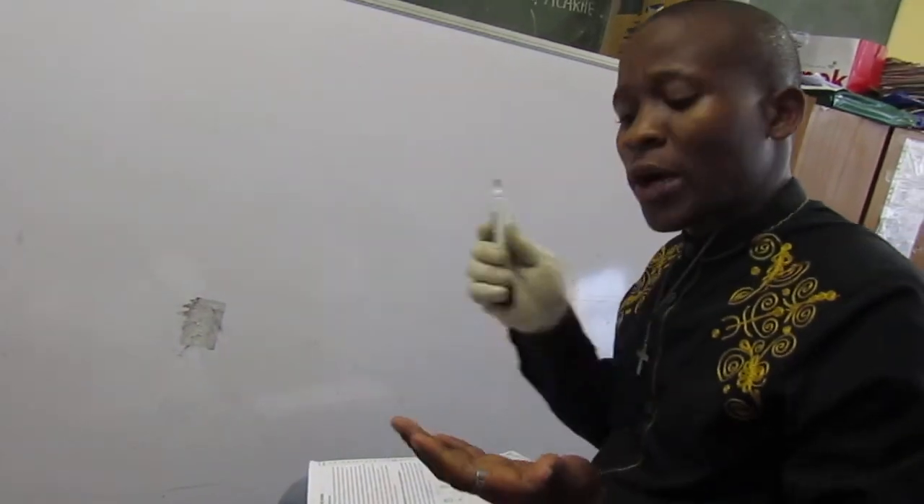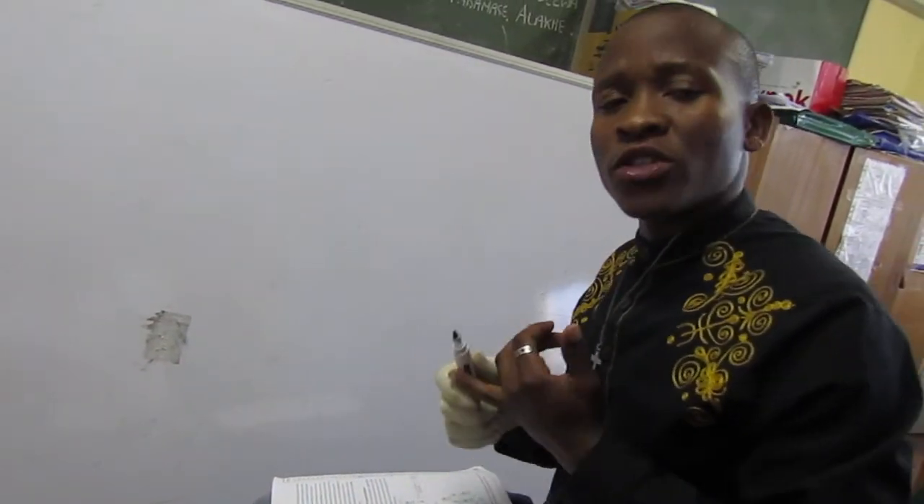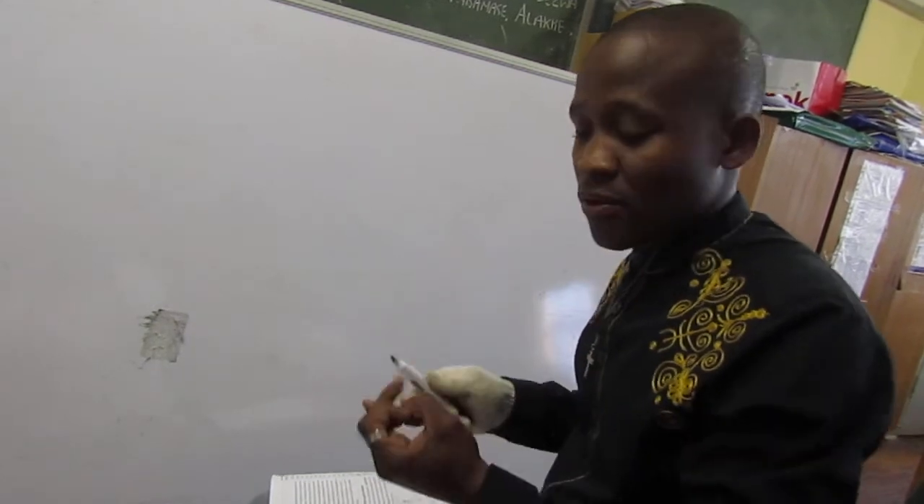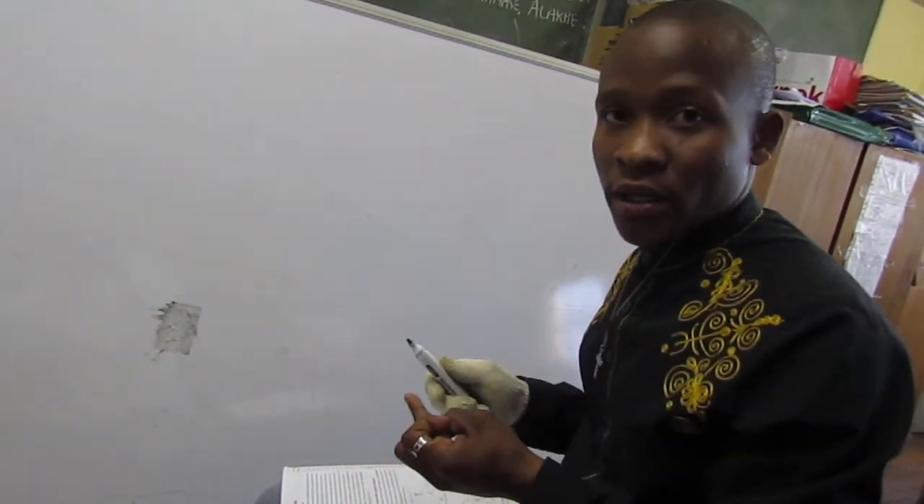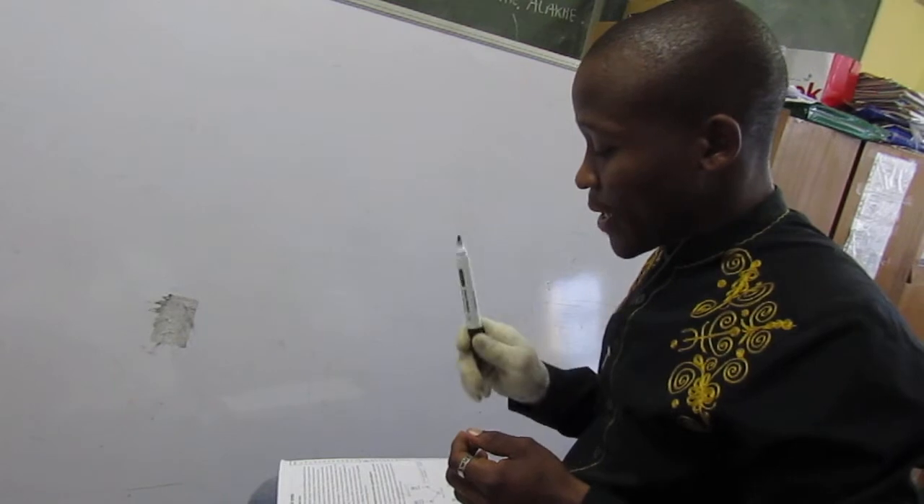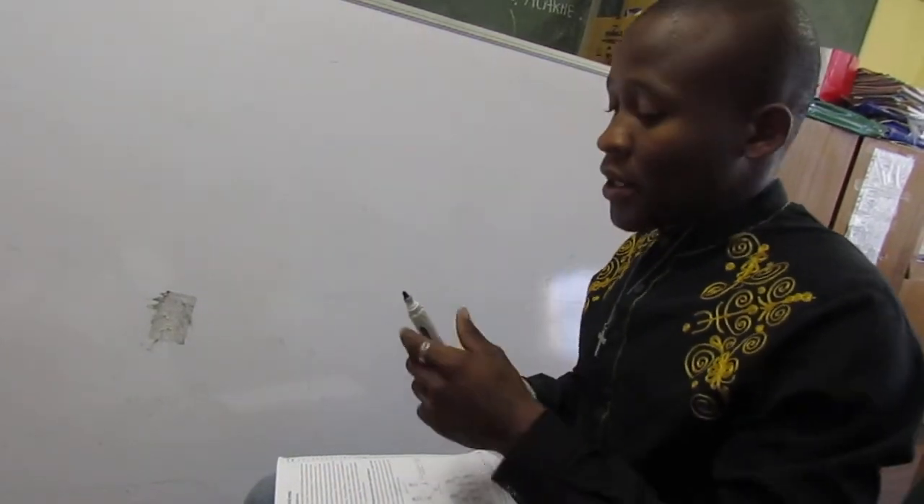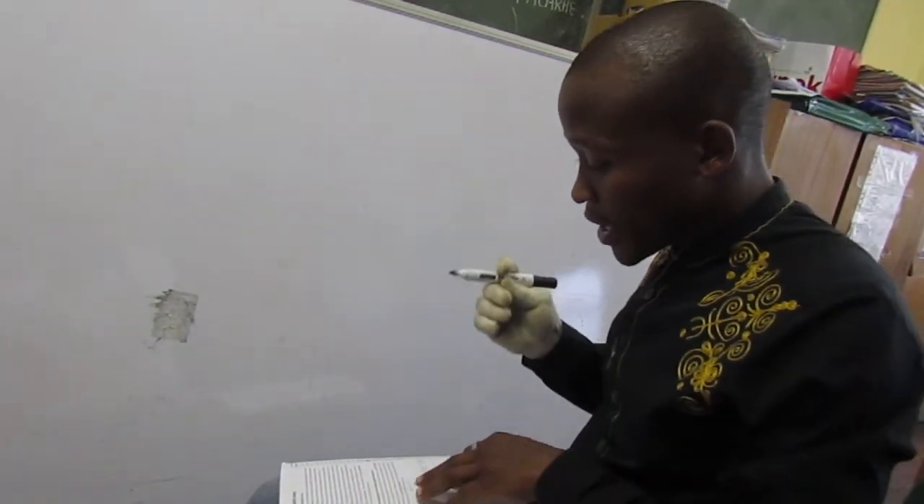Now let's look at an example for monohybrid cross. Monohybrid cross xa uyenza ungayenza ngendlela eziyi-two. You can use a genetic diagram or you can use a punnett square. So now let's start with a genetic diagram. Now example sayithatha apha, let's take this one.